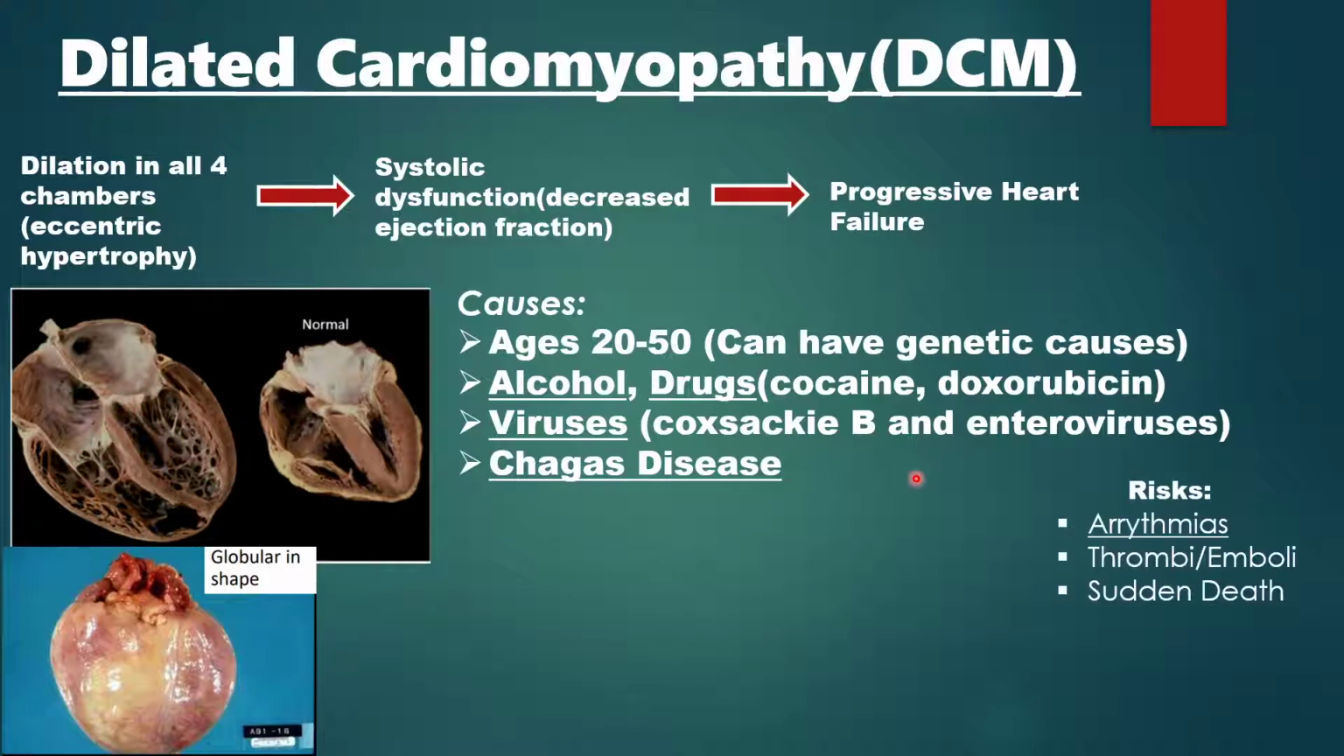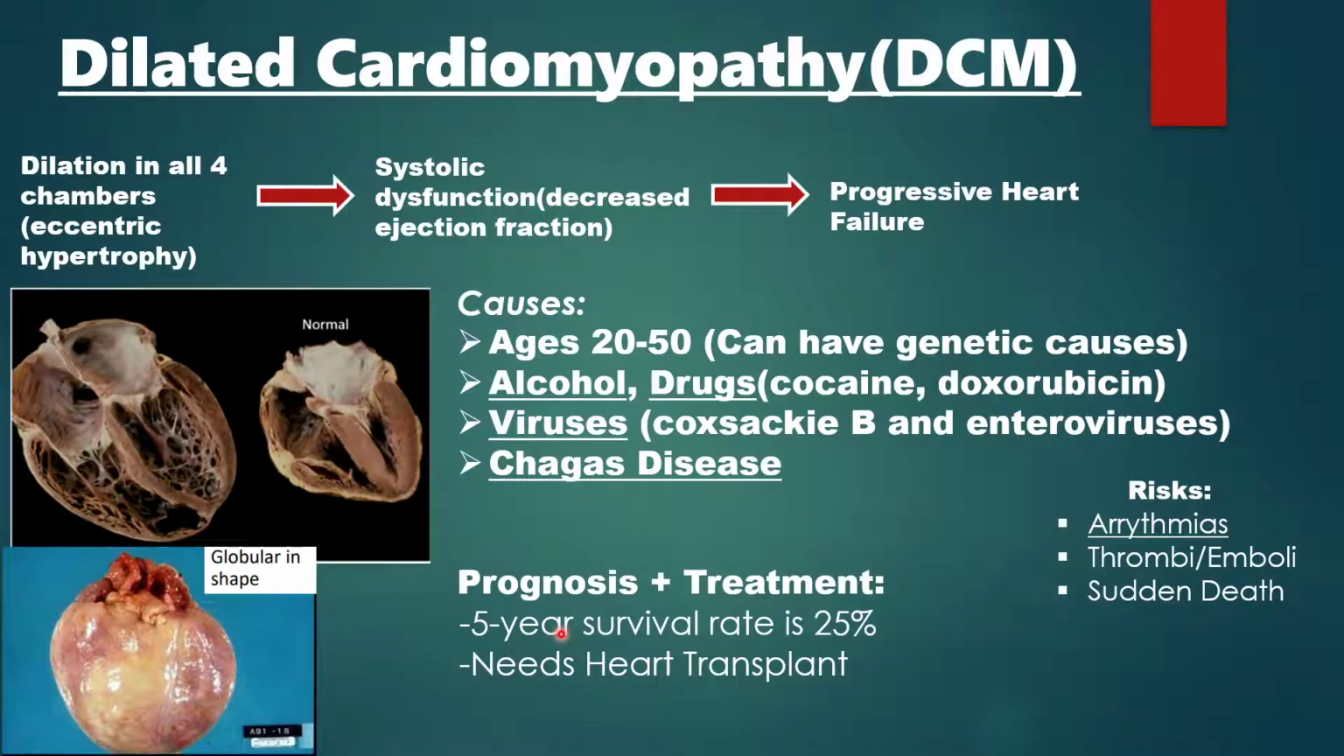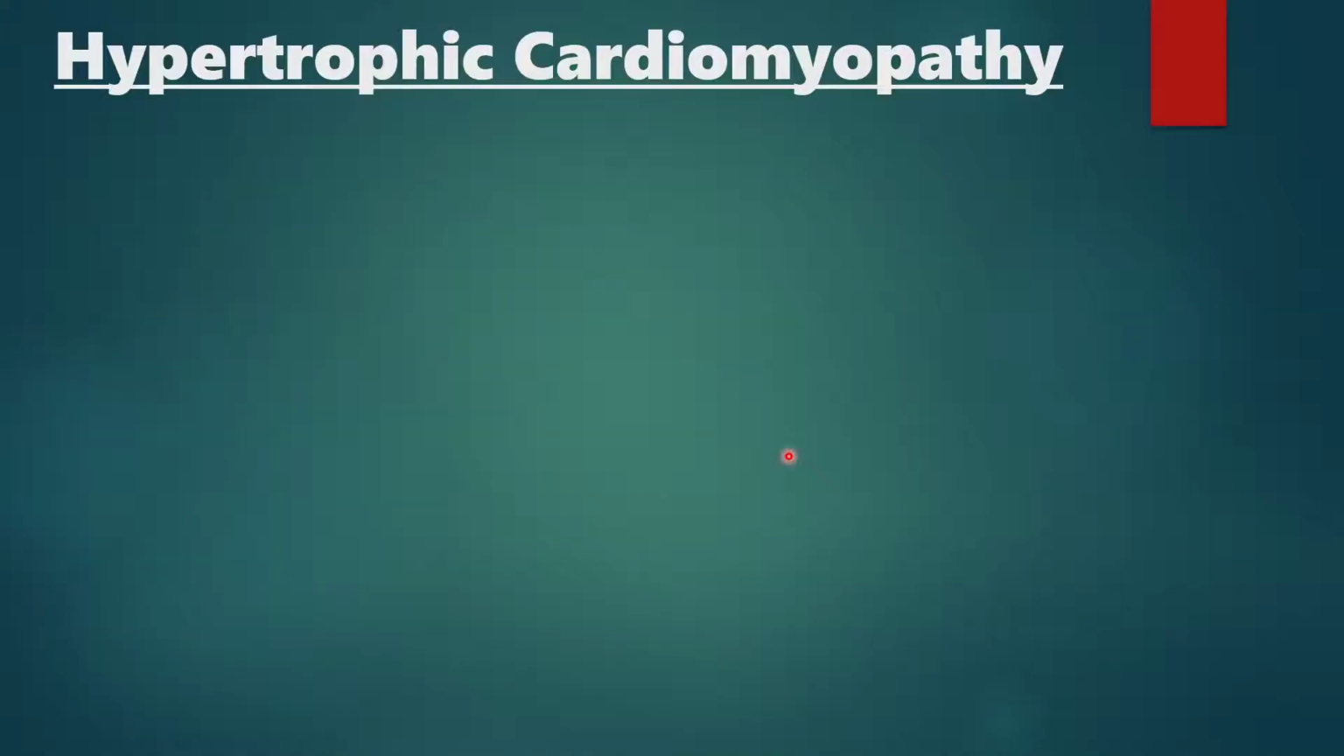And so, again, the risks with this, you can have arrhythmias, you can have thrombi forming in the ventricles, leading to pieces getting broken off and an embolus sent to the brain or wherever, and that can cause sudden death. And so the 5-year survival rate is 25%, and at this point, the patient would need a heart transplant.